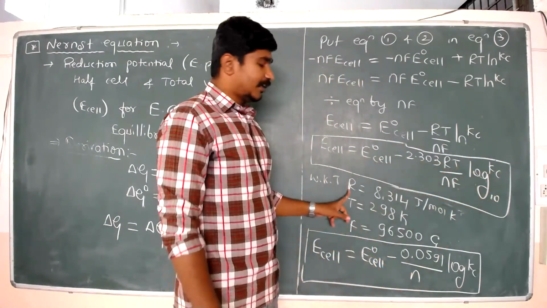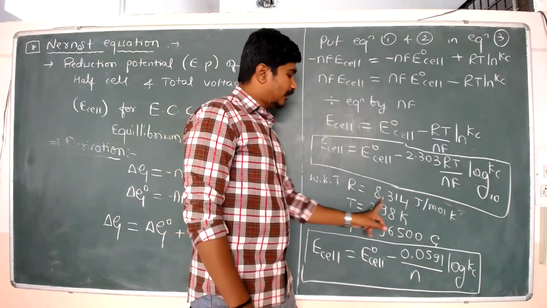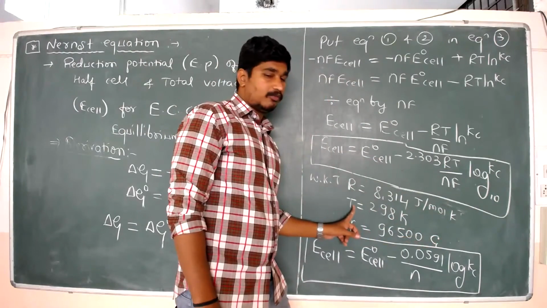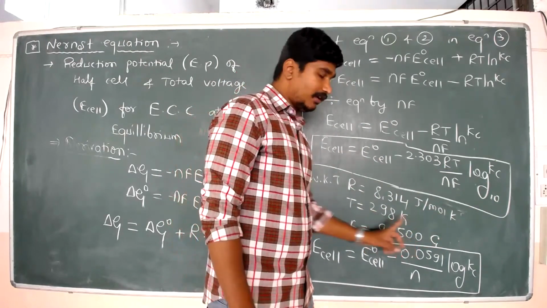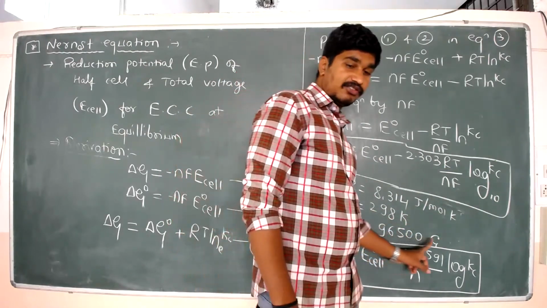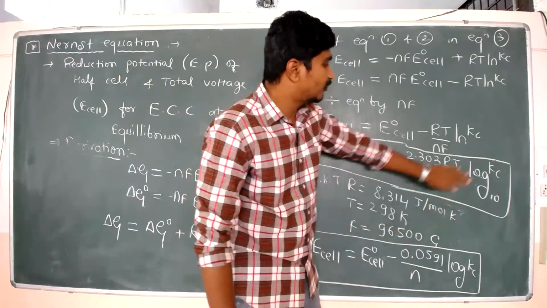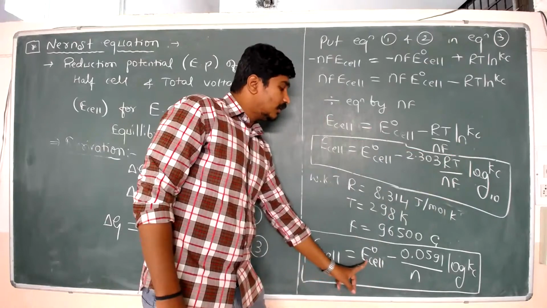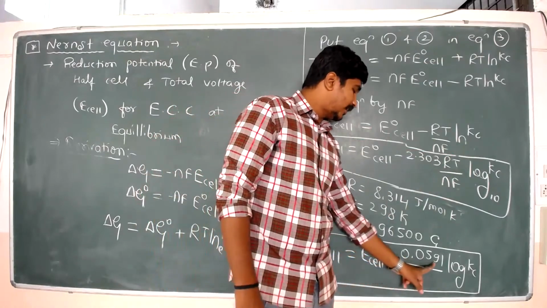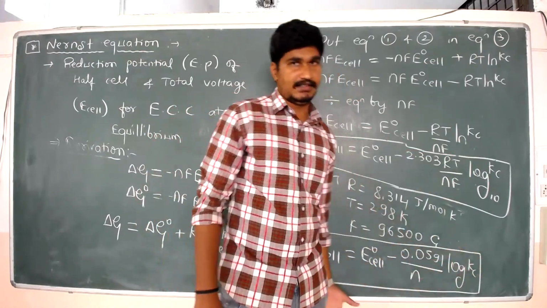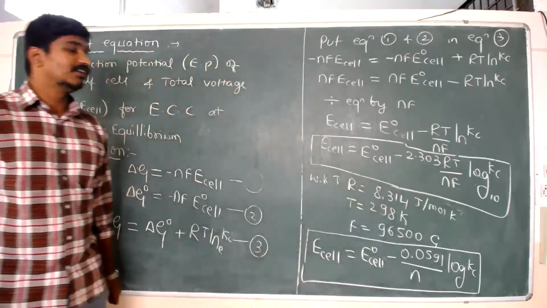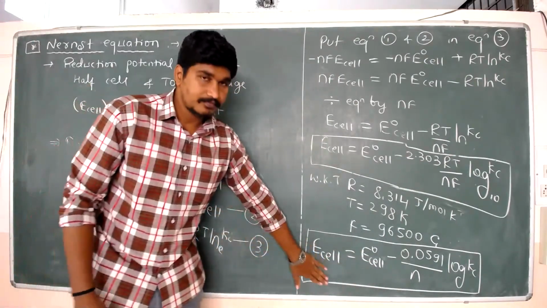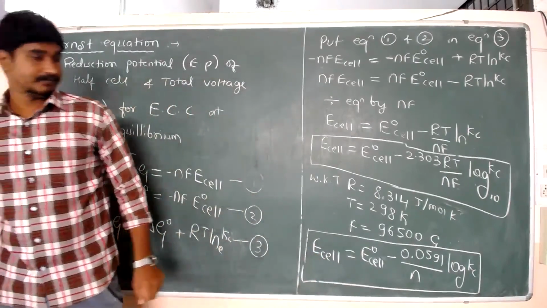Now we know that R, the universal gas constant, has a fixed value of 8.314 joule per mole per Kelvin. T is the temperature, at room temperature, what is the value? 298 Kelvin. F is Faraday's constant, that is 96,500. After substituting these values in the equation and simplifying, we get E cell is equal to E naught of cell minus 0.0591 by n log Kc. Right? This equation is known as the Nernst equation.